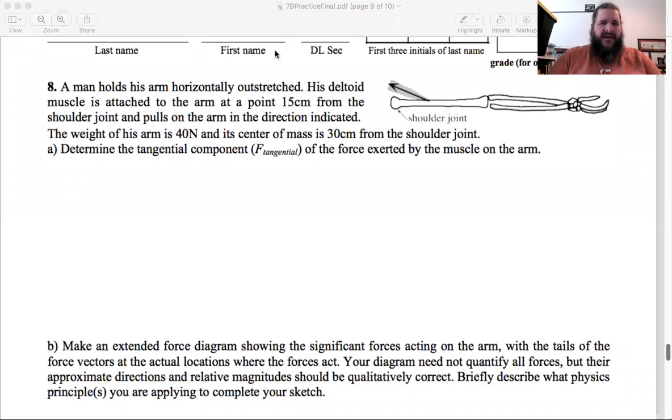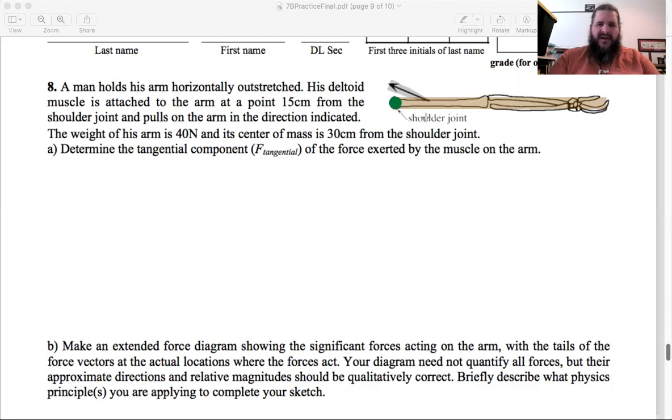What's the one object we really care about here? What's the object that all the important forces are acting on? The arm? Yeah, the arm itself. So we're going to treat the arm as the object we care about. We've got a variety of forces acting on it. First of all, though, we should probably establish a pivot point. What would you treat as the pivot point here? The shoulder joint. Yeah, the shoulder joint itself.